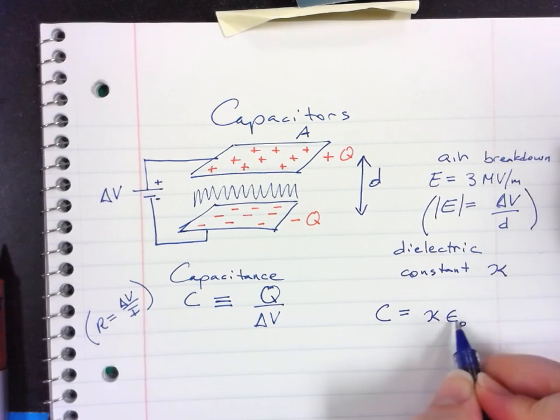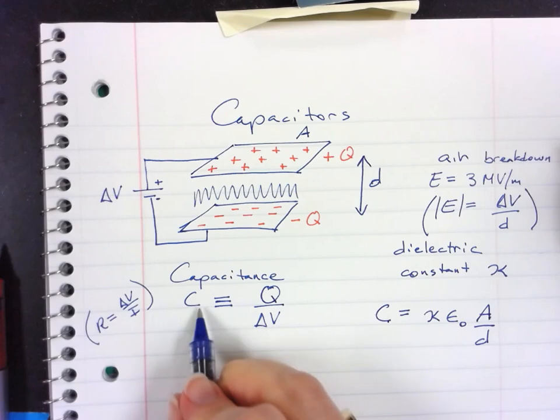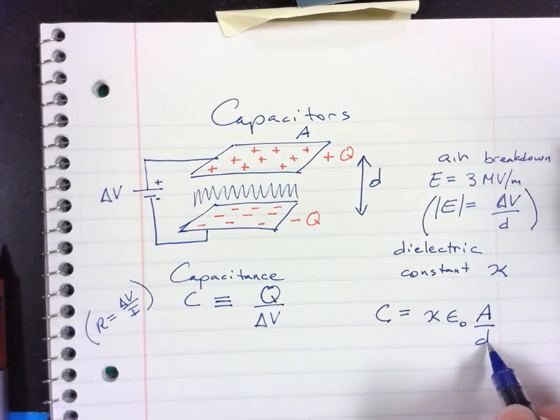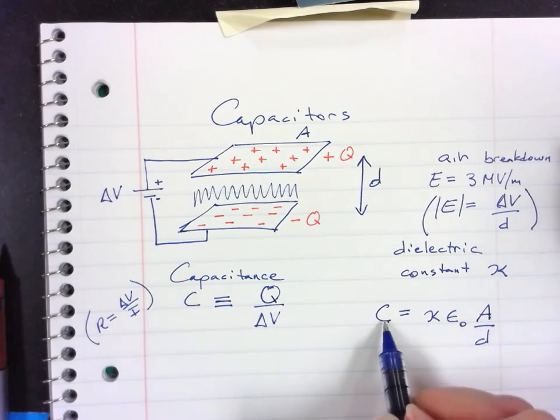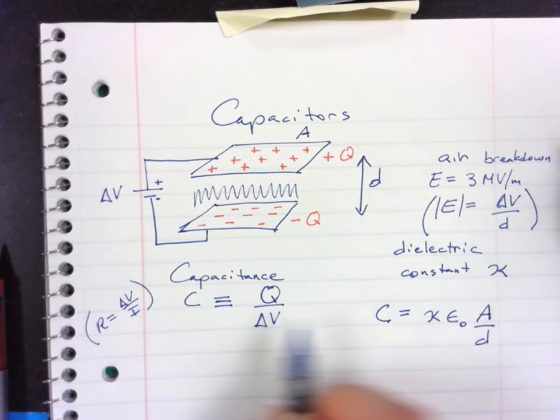Epsilon naught shows back up, remember, 8.85 times 10 to the negative 12, and then times area divided by distance between the plates. So the bigger the area, the bigger the capacitance, the more charge it can hold. The closer together, the more capacitance, the more charge it can hold. The stronger the dielectric, the more capacitance, the more charge it can hold.